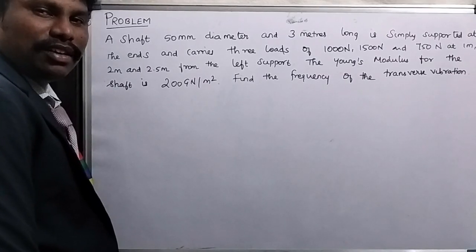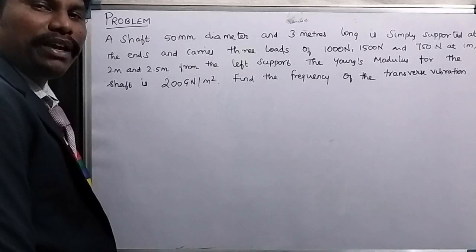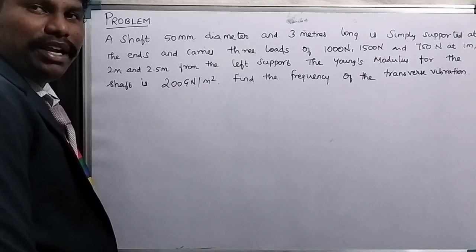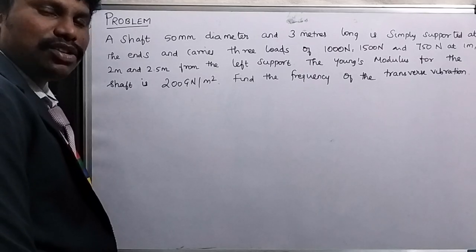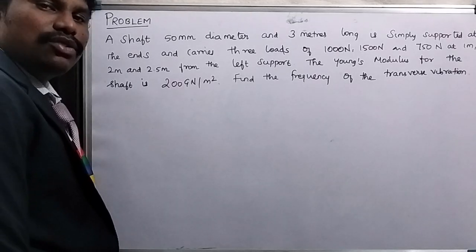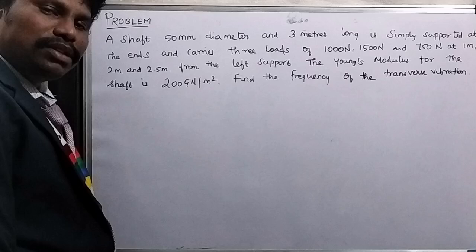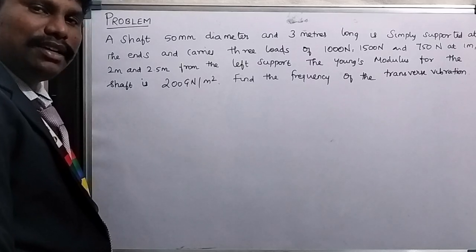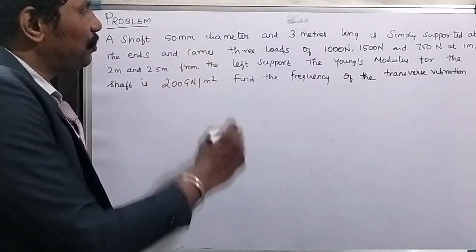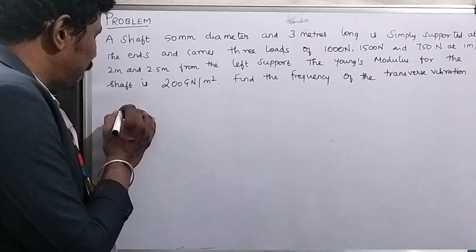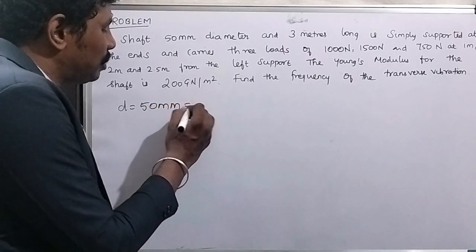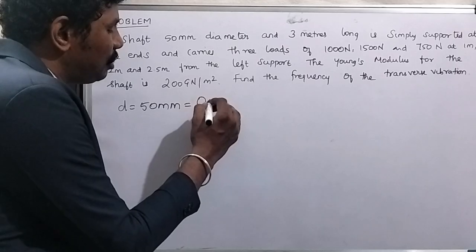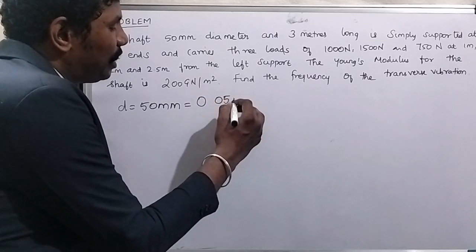Good morning, students. Today we are going to discuss a problem from vibration. In this problem, we are going to determine the transverse vibration of the given shaft. So first I'll read out the question, so from the question we can understand what data is given. A shaft 50 mm diameter. So the shaft diameter is given. It is 50 mm, so we have to convert this in terms of meter. So it will be 0.05 meter.